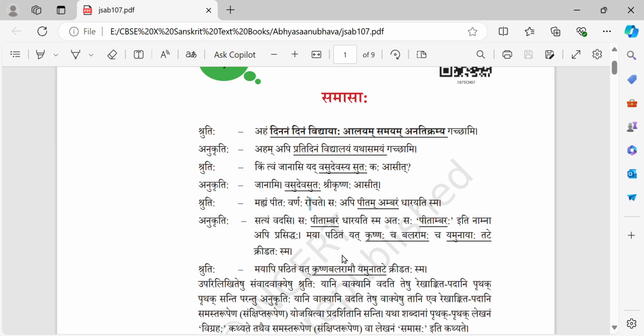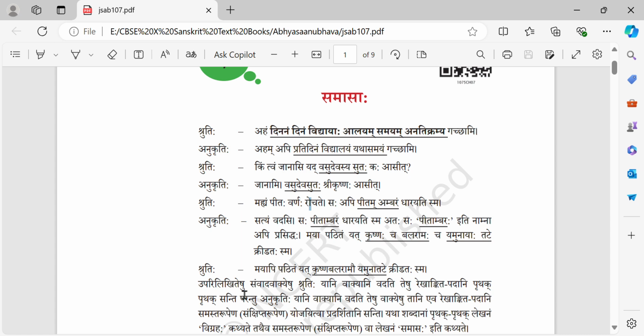Next. Krishnaha cha Balaramaha cha Yamunayah tate kridatah sma. There are two words here: Krishnaha cha Balaramaha cha, Krishna as well as Balarama. Yamunayaha tate. Again, Yamunayaha is also a Shashti Vibhakti word, meaning on the banks of the Yamuna river. See how these two words get changed here.